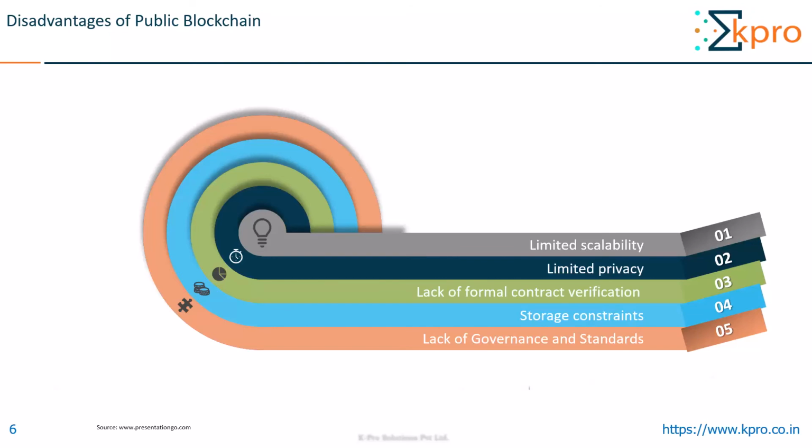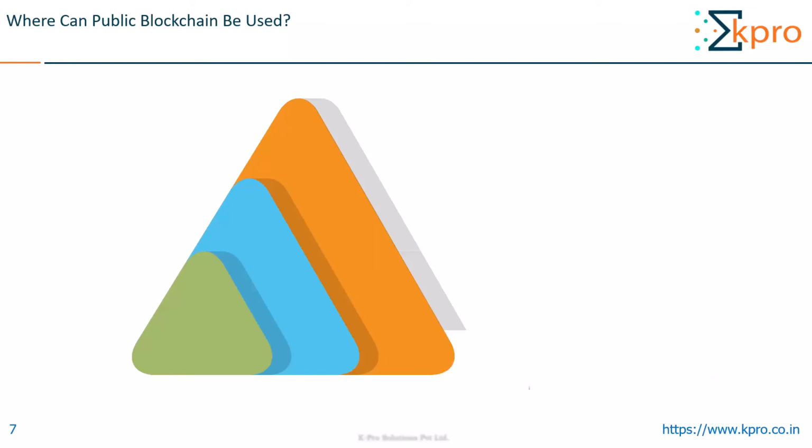So limited scalability, limited privacy, lack of formal contract verification, storage constraints, and lack of governance and standards are some of the disadvantages of using a public blockchain. Next, let us see where we can use a public blockchain.